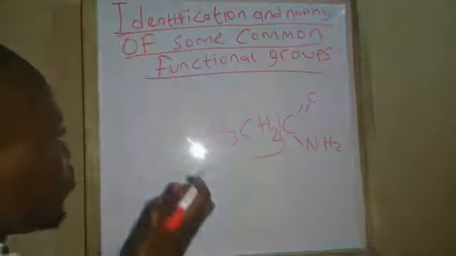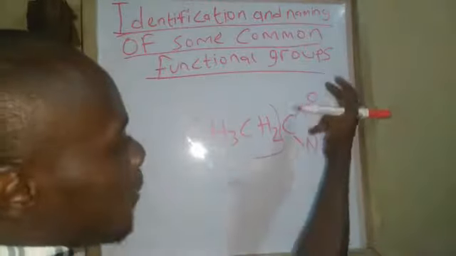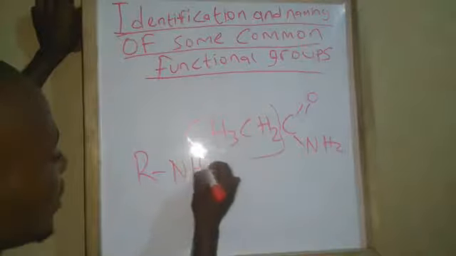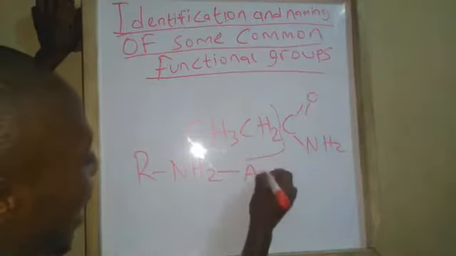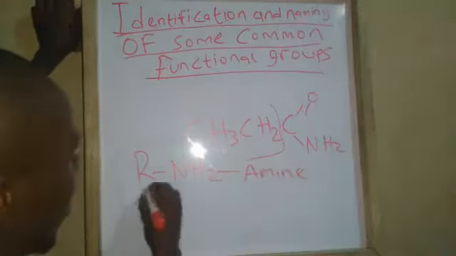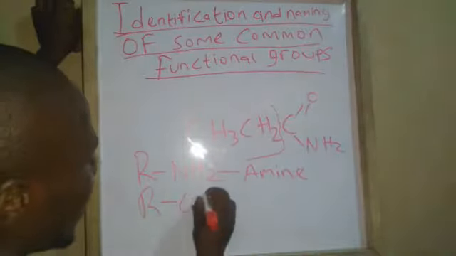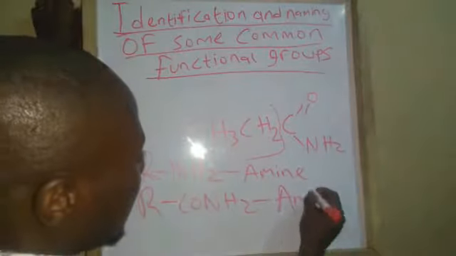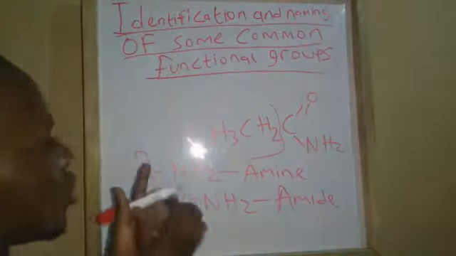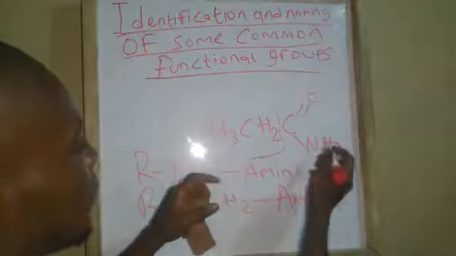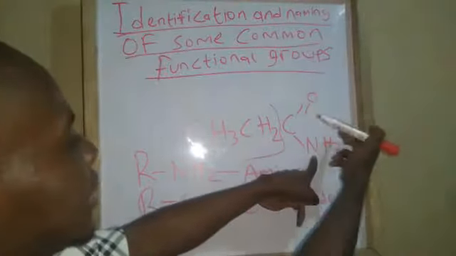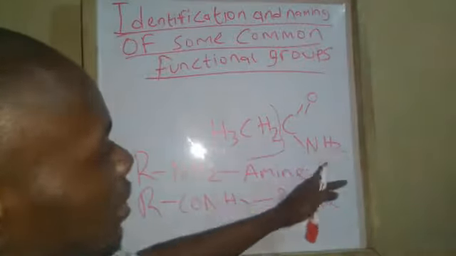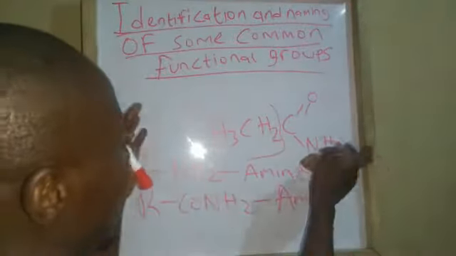Excuse me. I want you to know the difference between amine and amide. This RNH2 is an amine. Now RCONH2 is an amide. So take note. We can have the same situation in amide as in amine, where we can have primary, secondary, and tertiary. We can have it in amide also.